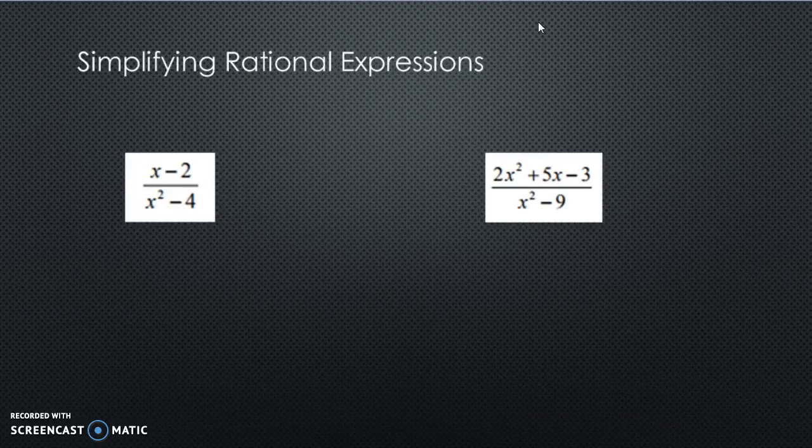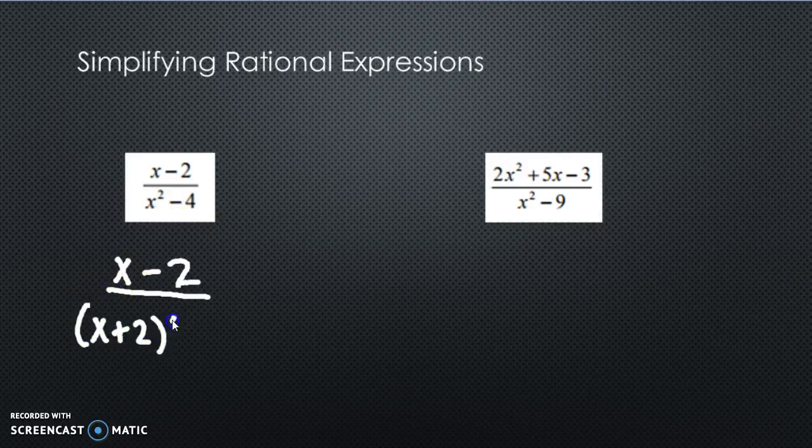So for the first one here, x minus 2 over x squared minus 4, the x minus 2 is as simple as it gets. Anytime you have x plus or minus a number, that's it. So I'm going to leave that the same. So we're going to have x minus 2 on top. And then on the bottom, x squared minus 4, I can factor that with difference of squares. So that's going to become x plus 2, x minus 2. Then my x minus 2's cancel, so I'm left with 1 over x plus 2.